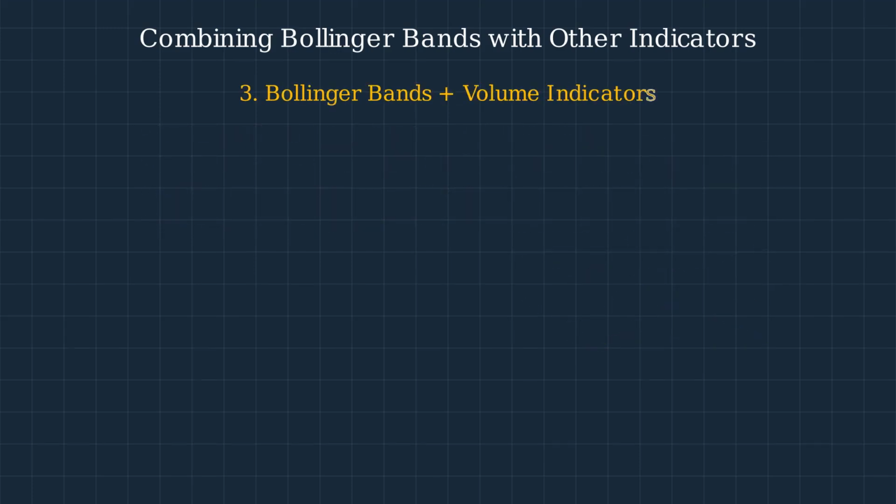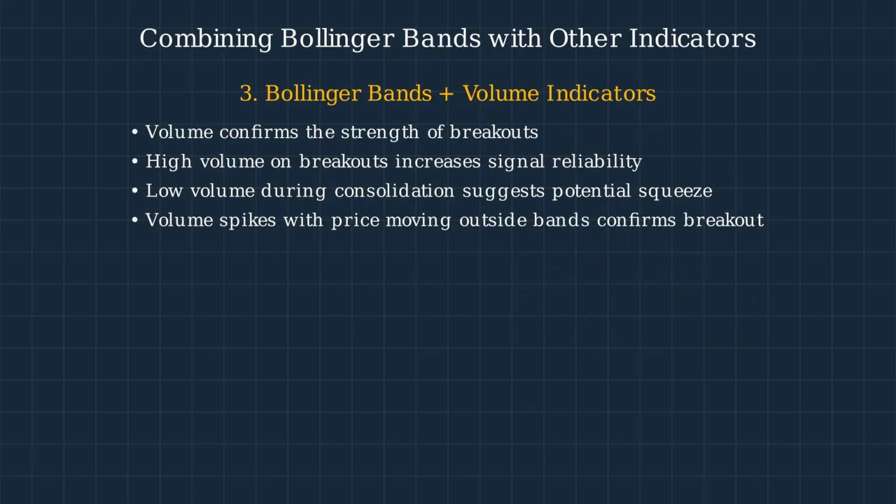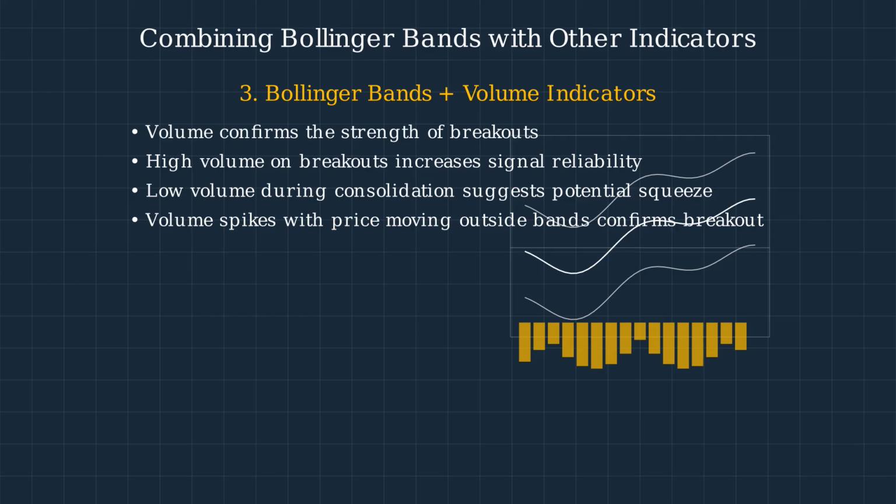The third powerful combination pairs Bollinger Bands with volume indicators. Volume helps confirm the strength of breakouts. High trading volume, when price breaks through a Bollinger Band, significantly increases the reliability of the signal. Conversely, decreasing volume during price consolidation within the bands often precedes a Bollinger squeeze, setting up a potential breakout opportunity.